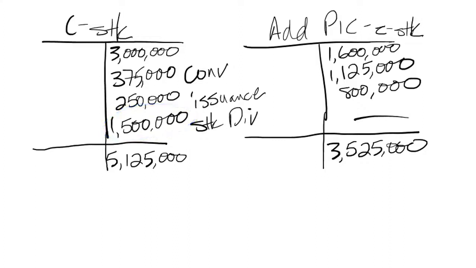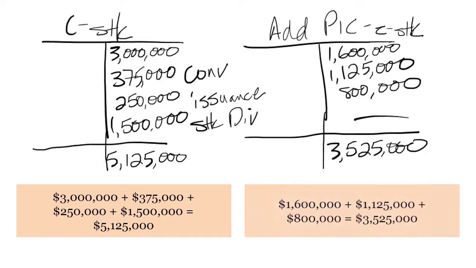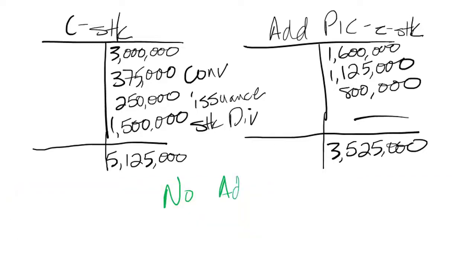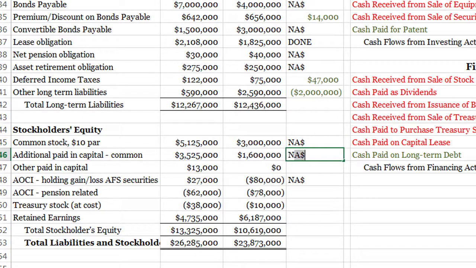And if you add those up for common stock, you get the 5,125,000. If you add up the additional paid-in capital, again, you get the 3,525,000, which means we've accounted for all of the transactions that affected these major accounts, and there's no additional cash flow. So that's the note I'm going to make on my balance sheet for both of these accounts. Next, we have our other paid-in capital. It went from 0 to 13,000.